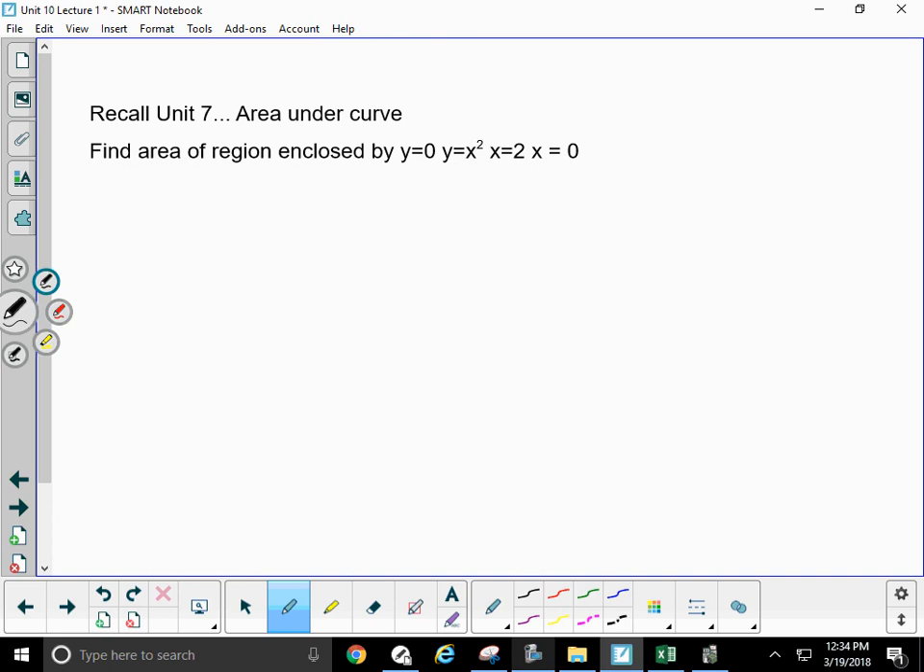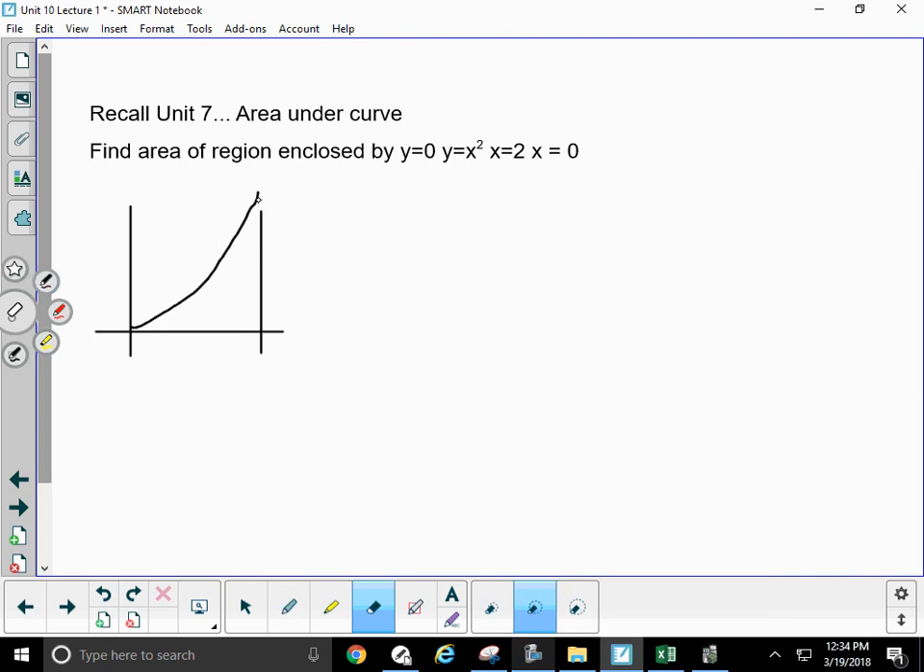Find the area of the region enclosed by y equals 0, y equals x squared, x equals 2, and x equals 0. It's important to know what the region looks like. X equals 0, y equals 0, x equals 2, y equals x squared. Okay? We are talking about this shaded region.